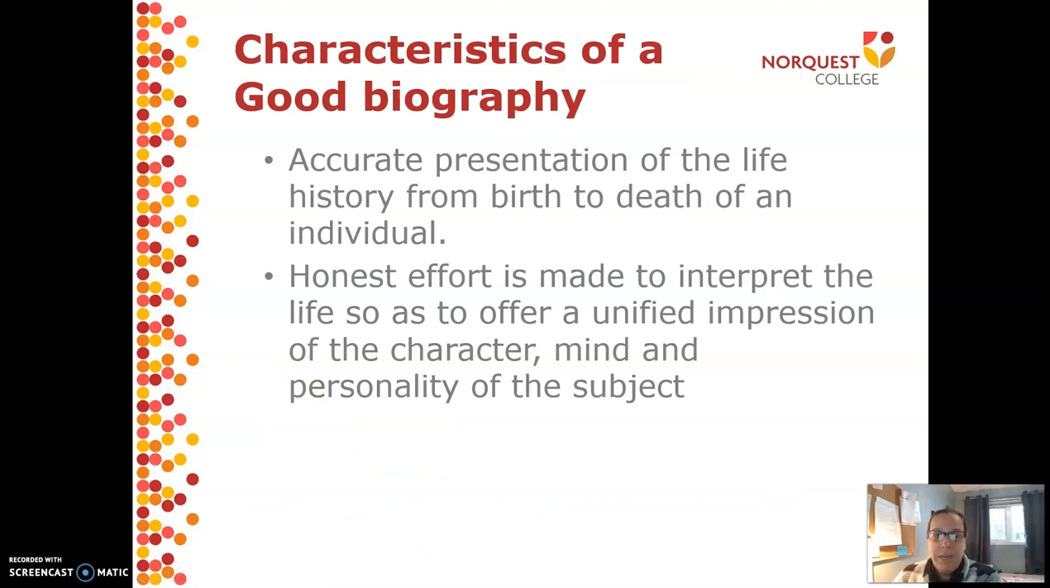Characteristics of a good biography: an accurate presentation of the life from their birth until their death, and a real honest effort made to interpret the life to offer a unified impression of the character. So, you want to make sure that the person stays consistent throughout, or the things that are changing are true, first of all, but then make sense.